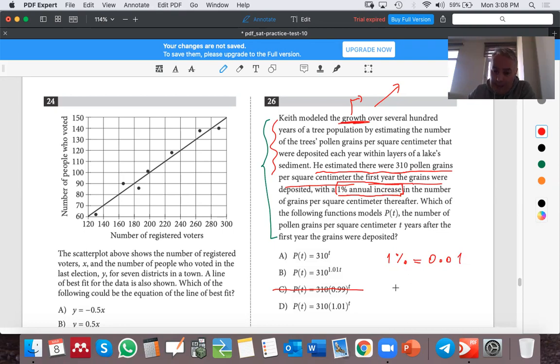So if I say my original amount is 1, and when it increases, it will be 0.01. It means that it will be 1.01. Is this clear for all of you? After the first year, it will be 1.01. So when you check it, 1.01 is only here and here. So eliminate this. Which one?